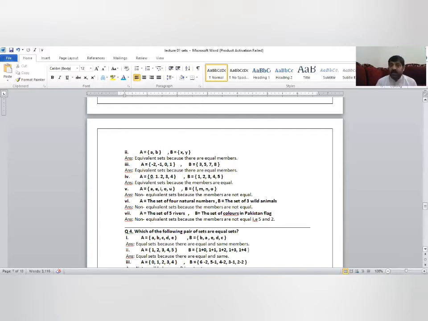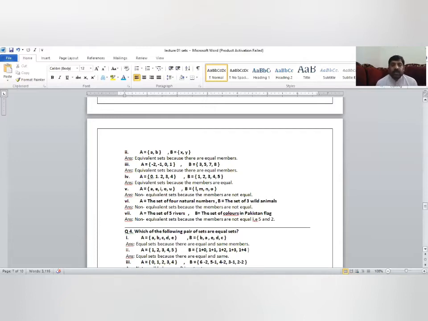In the fourth part, set A consists of 0, 1, 2, 3, 4, which means total elements are 5. And in the second set, the total elements are also 5. Because of the 0 in one set and 5 in the other, these sets cannot be considered equal sets, but because of their difference they are considered equivalent sets, because the number of elements in both sets is equal.